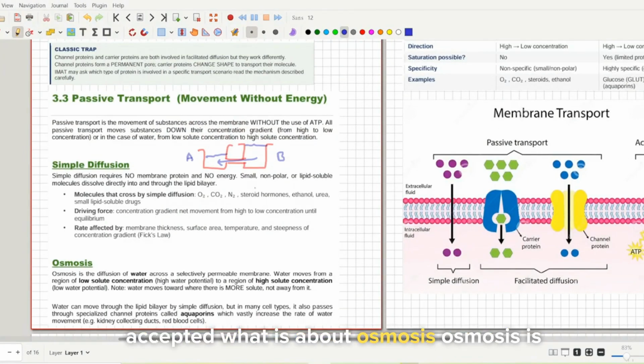What about osmosis? Osmosis is simply a type of diffusion, you can say. Diffusion could be for any molecule, but if the diffusion is specifically for water, then it is called osmosis. So osmosis is the diffusion of water across the membrane, that is a selectively permeable membrane. Why is it called selectively permeable membrane? Because the cell membrane only allows specific molecules to pass through. It does not allow everyone or anyone to pass through. That's why it is called selectively permeable membrane, or you can also call it semi-permeable membrane.